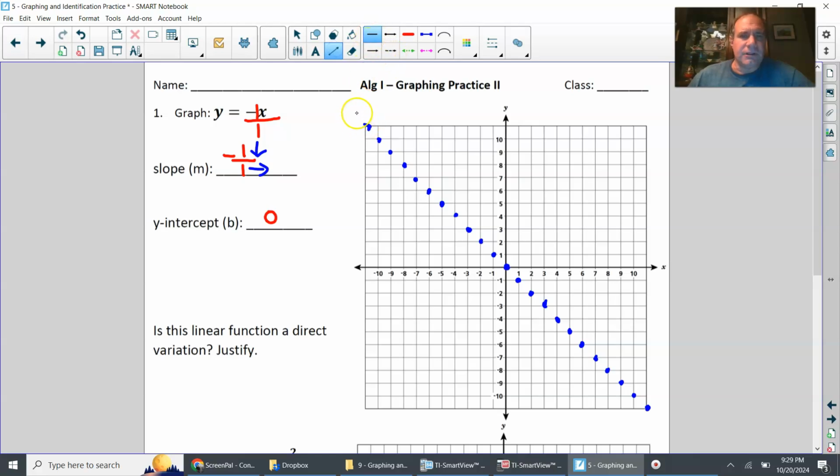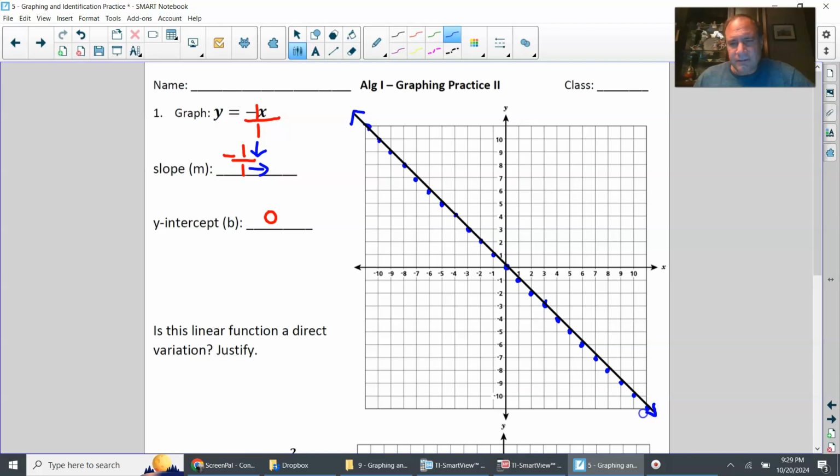And then we're going to connect those points. All of the points are in the same pattern using that same rise over run. It is a constant slope. We're going to put arrows on the ends, and we're going to put y equals -x on the top.